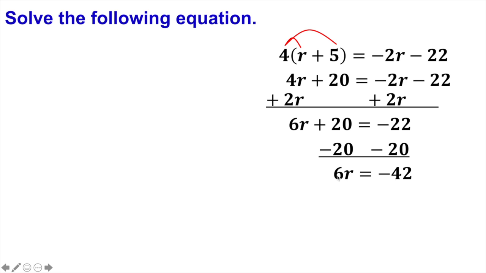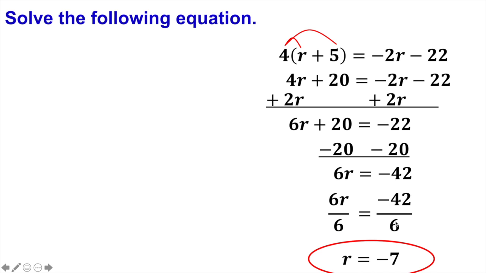I got to get rid of this 6, and this is 6 times r. So in order to get rid of times, what I have to do is division. I have to divide both sides by what I'm trying to get rid of. In this case, it's 6. So I'm going to divide both sides by 6. Now this is 6r divided by 6, which gives me, those will cross off, and that will just give me an r. Okay, and over here I've got negative 42 divided by 6, which will give me negative 7. So r equals negative 7 is my answer on this one.